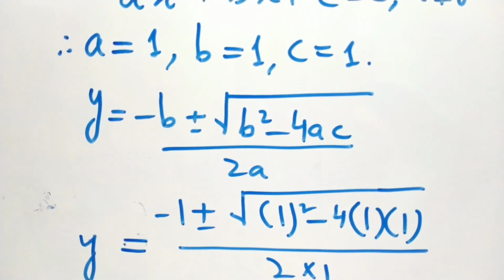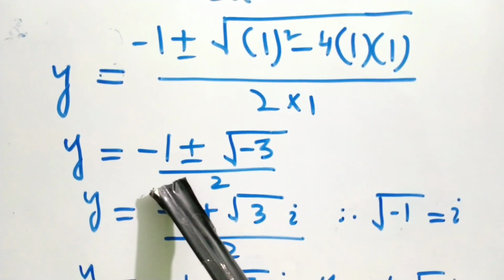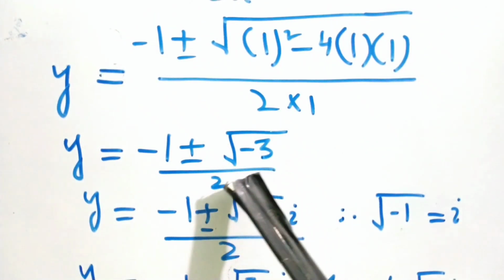So y is equal to minus b, that is minus 1, plus minus under root b square, that is 1 square, minus 4, a is 1 and c is 1. 4 multiplied by 1 and into 1, and divided by 2 into 1, a is 1. So y is equal to minus 1 plus minus under root 1 minus 4 divided by 2. So y is equal to minus 1 plus minus under root minus 3 divided by 2.